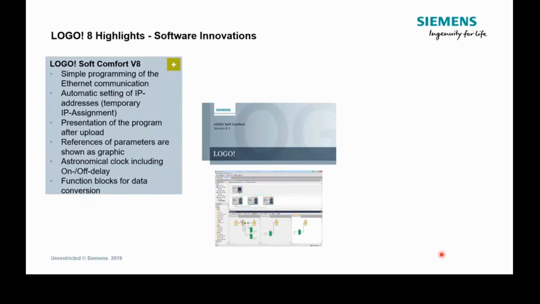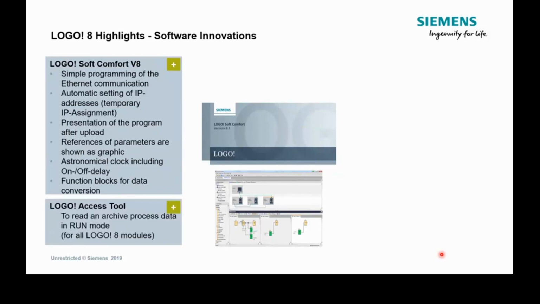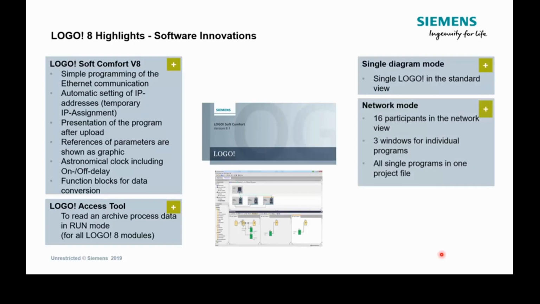I remember when I first started on the help desk in Manchester, a lot of the calls were, how do I get communications to the logo controller, using the old cable that we used to have, the 232 and the USB RS485 cable. So this really does go to ease that to some extent. We've mentioned the access tool that embeds into Excel, so you can live archive your data directly in run mode of the logo. We've talked a little bit about single and network mode of the software. We'll have a look at that in more detail as we move on.